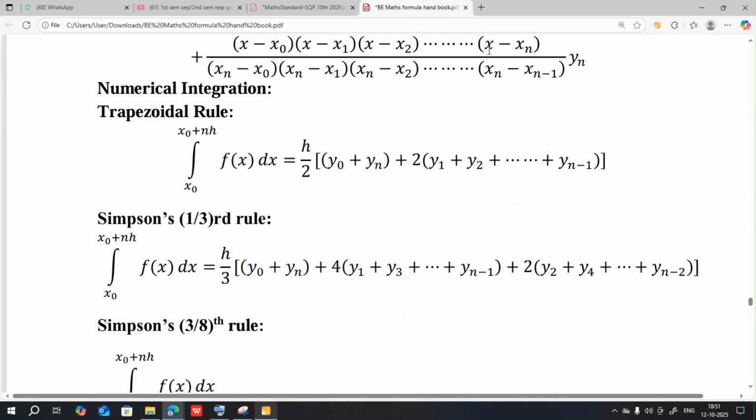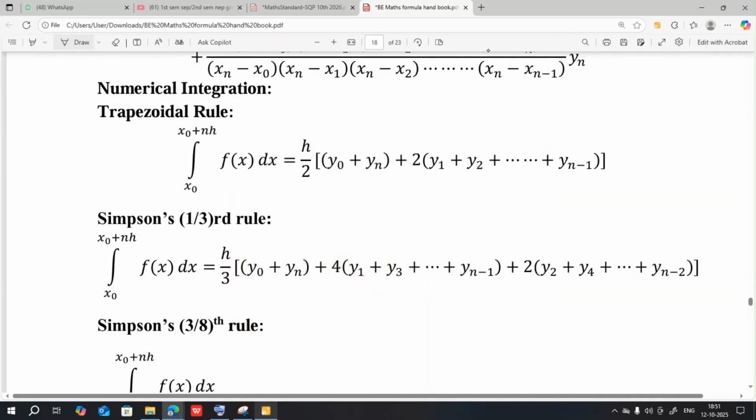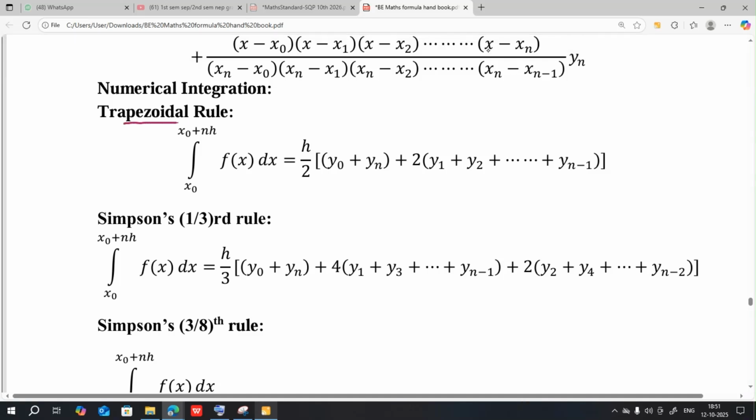Then you have numerical integration. What is meant by numerical integration? In that you have formulas. Trapezoidal rule: the integral from x_0 to x_0 + nh of f(x) dx will be h by 2 times [y_0 + y_n + 2(y_1 + y_2 + and so on till y_{n-1})].